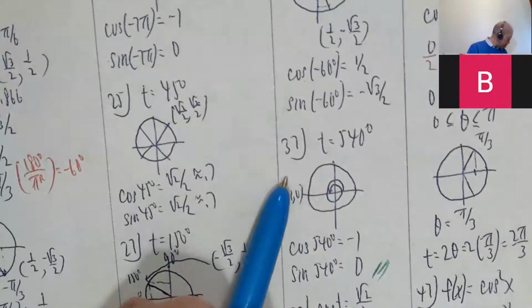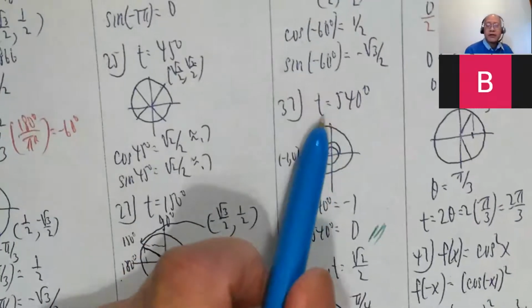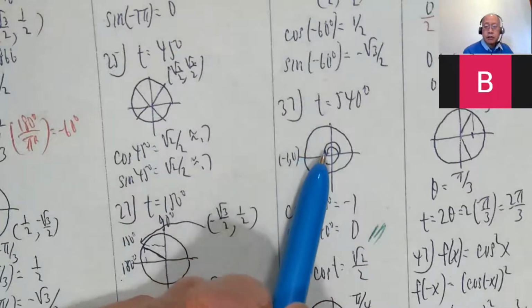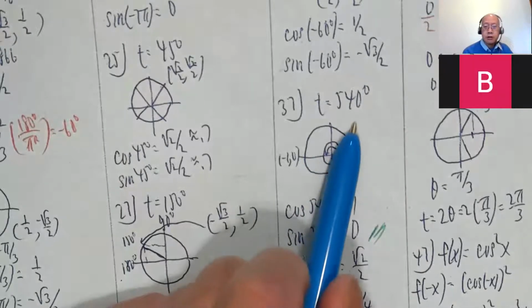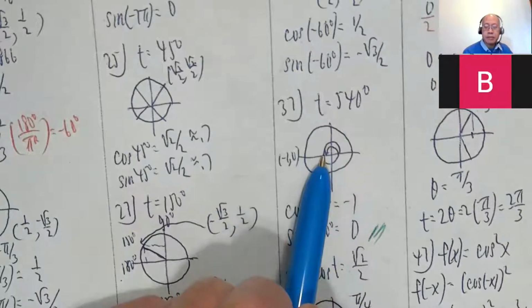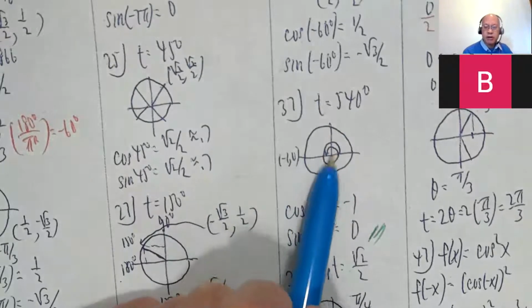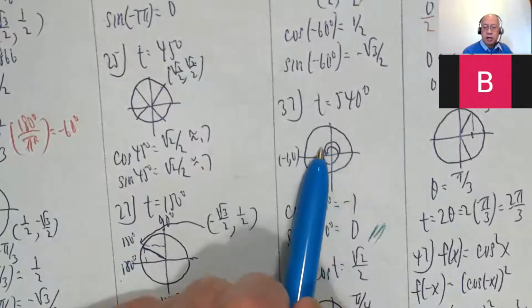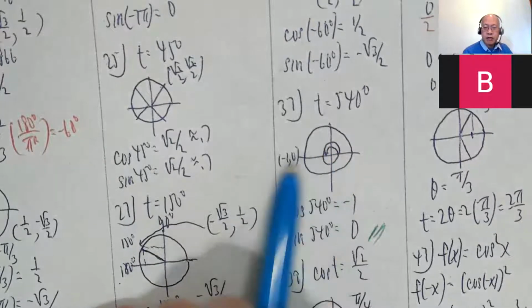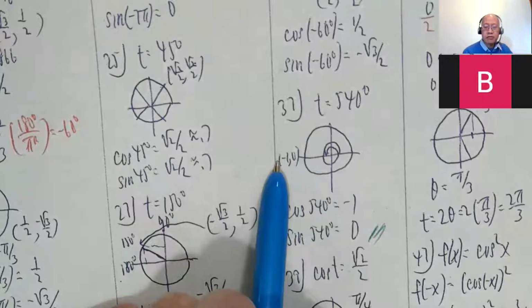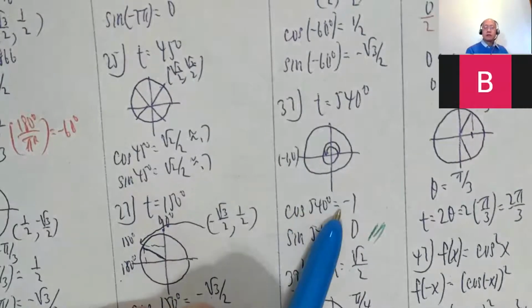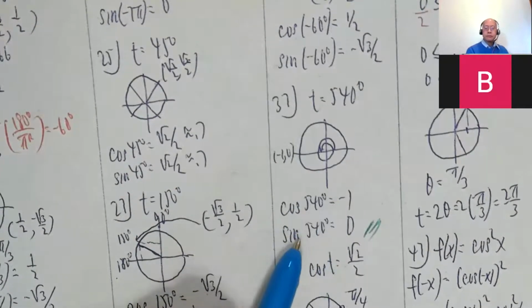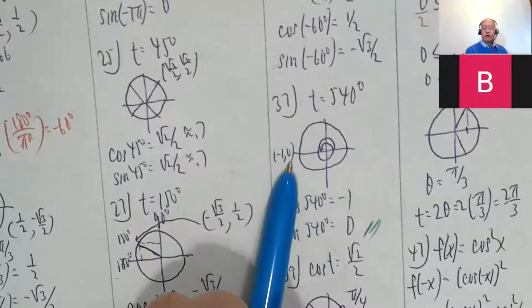Okay, then 37. 540°. Well, where are we? Go all the way around once is 360. 540 is another 180, so it lands me at the same spot as 180°. So I'm over here. It's 1.5 revolutions, right? 360 plus 180, 540. The ordered pair is -1, 0. Cosine of 540°, -1. Sine of 540°, Y coordinate, 0.